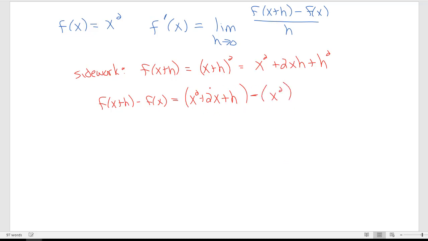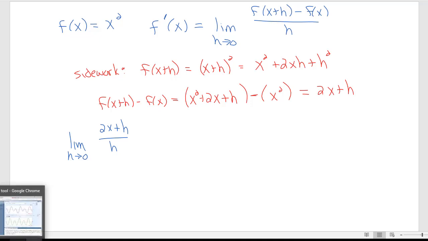Again, I'm putting parentheses around this just to stress what I'm doing. Here's my f of x plus h. Here's my f of x. When I subtract those, notice the x squareds are going to cancel out. So I'm going to end up with 2xh plus h squared. So this is my numerator of my difference quotient here. So I'm going to come back then and let's re-evaluate the limit. So we have the numerator over the denominator, right? And h goes to 0. Now remember, with direct substitution, right?